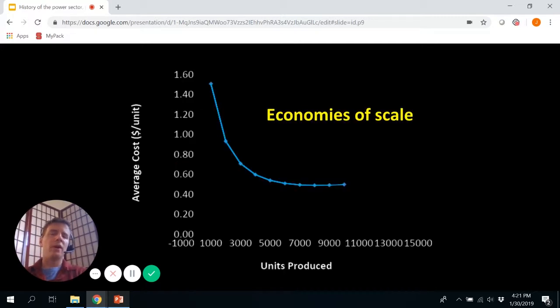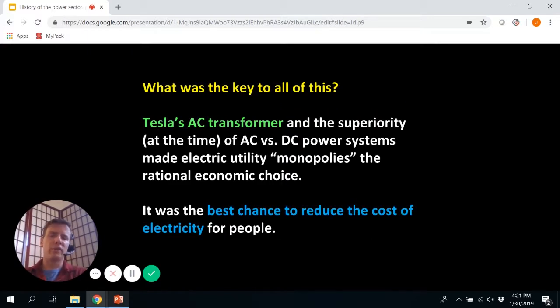So again, the whole idea here is that there are inherent economies of scale involved in the electric power industry because it's so capital intensive. You do not want more than one company trying to sell electricity in the same place at the same time. If you just allowed a single company to do it, if you allowed monopolies to exist, you would get lower prices of electricity. And what was the key to all of this?